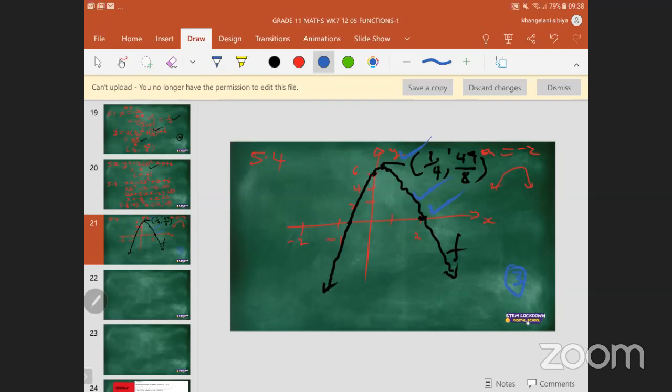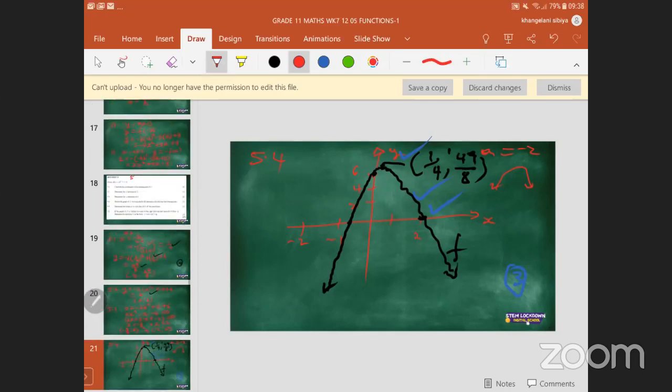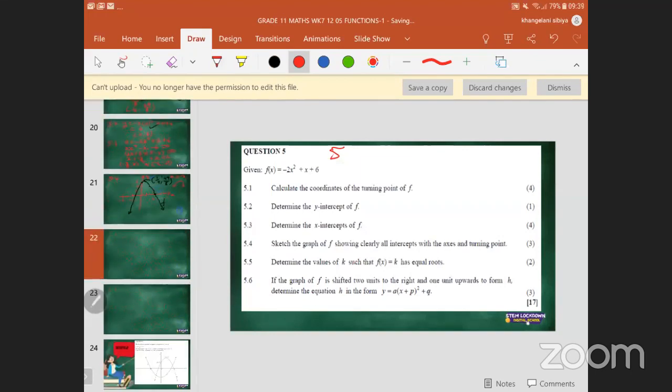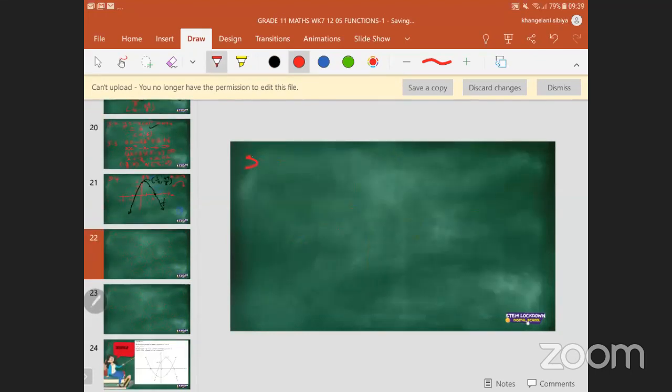Wow, that is all in this question. Then the very last question, not last but least. Here they are saying determine the values of k such that f of x has equal roots. The equal root is the y value of the turning point. So that is very straightforward.